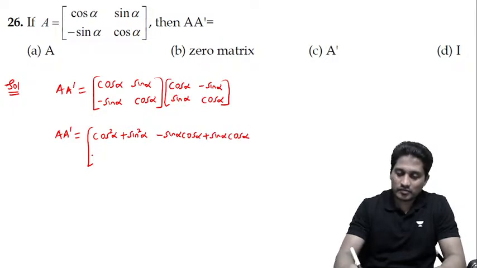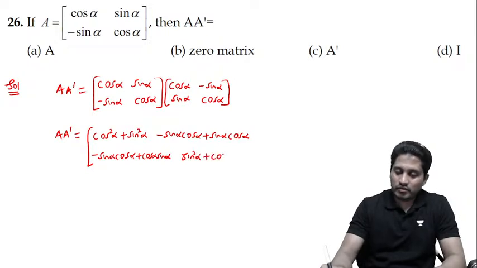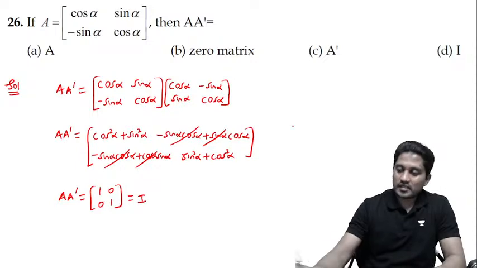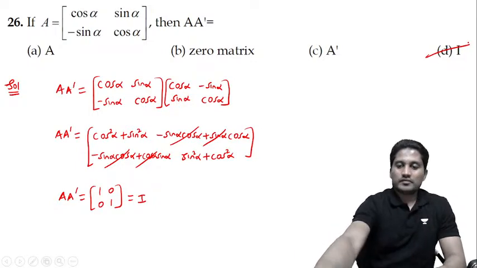Second row first column, get minus sin alpha cos alpha plus cos alpha sin alpha. Second row second column, you get sin square alpha plus cos square alpha. This will cancel this as well. A into A transpose is equal to 1 0 and 0 1, which is same as I, unit matrix I. Answer is option D. Right, let's move to the next question.